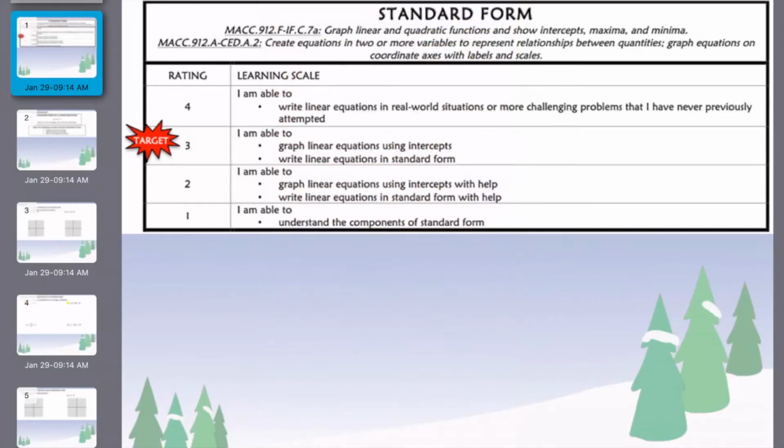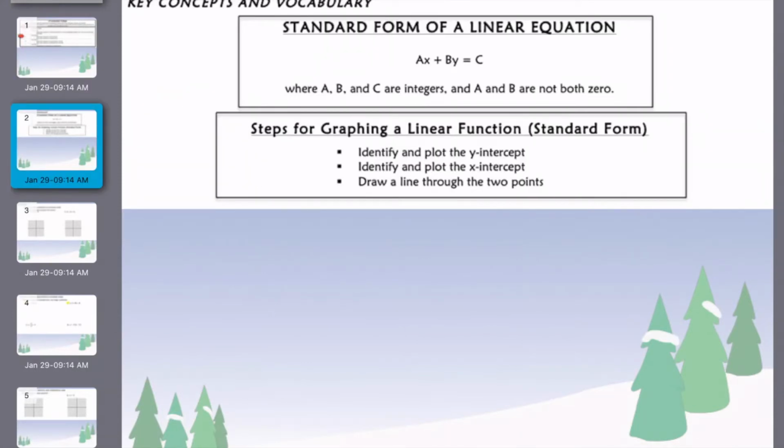Alright, today's video is going to be all about standard form, and I hope that by the end you're able to graph linear equations using the intercepts, and I also hope that you're able to write linear equations in standard form. But first, let's figure out what even is standard form. So standard form of a linear equation, this is very particular, there's different versions of standard form for different types of equations, but for linear equations, it's written in the form ax plus by equals c, where a, b, and c are integers, and a and b are not both 0.